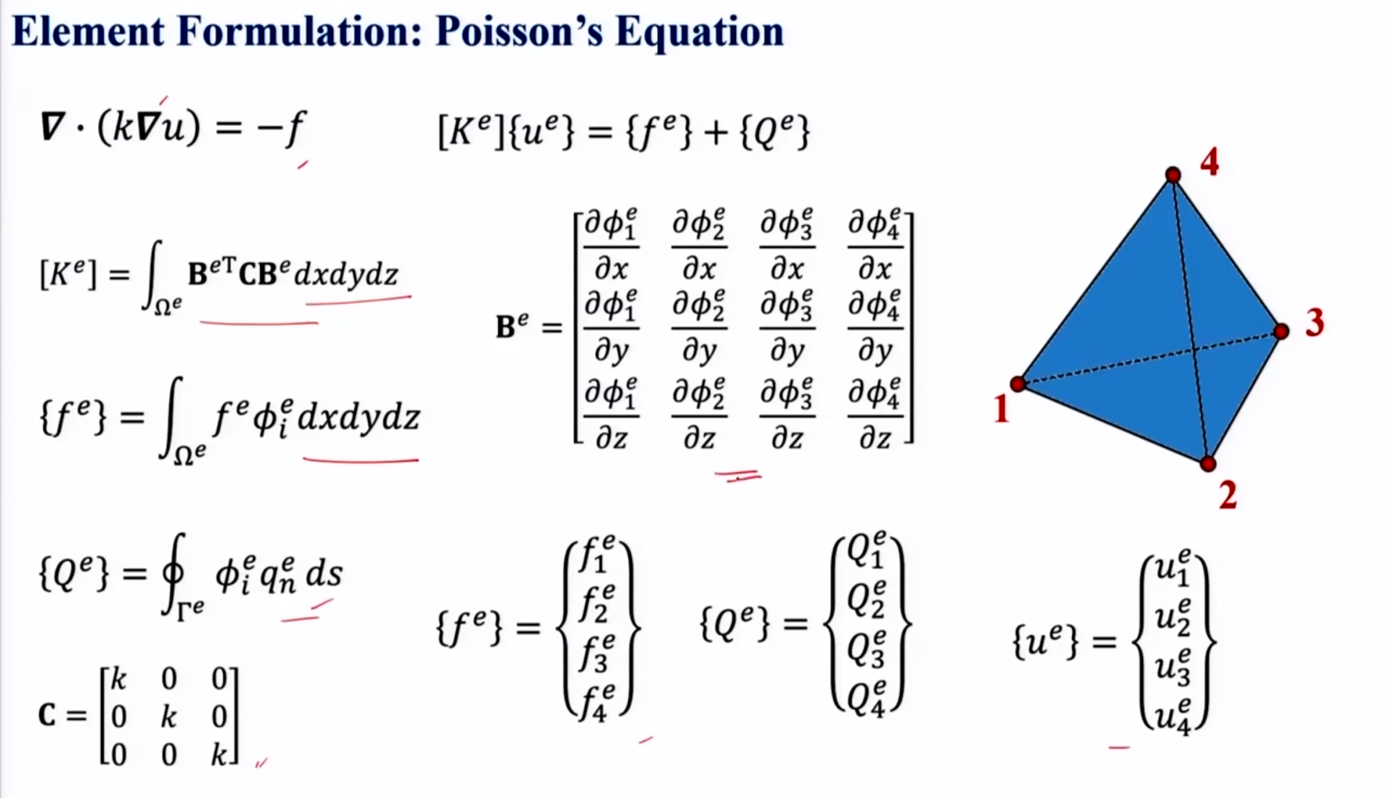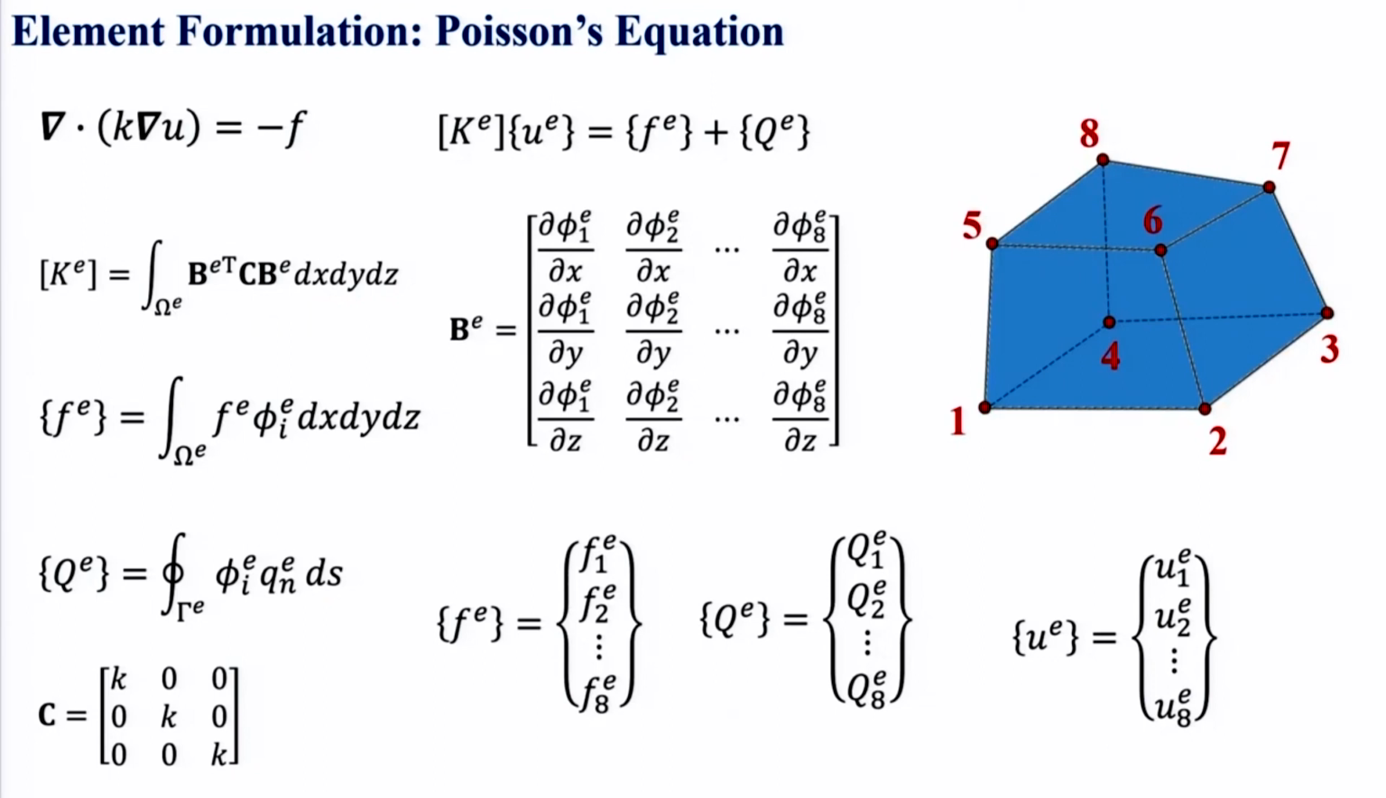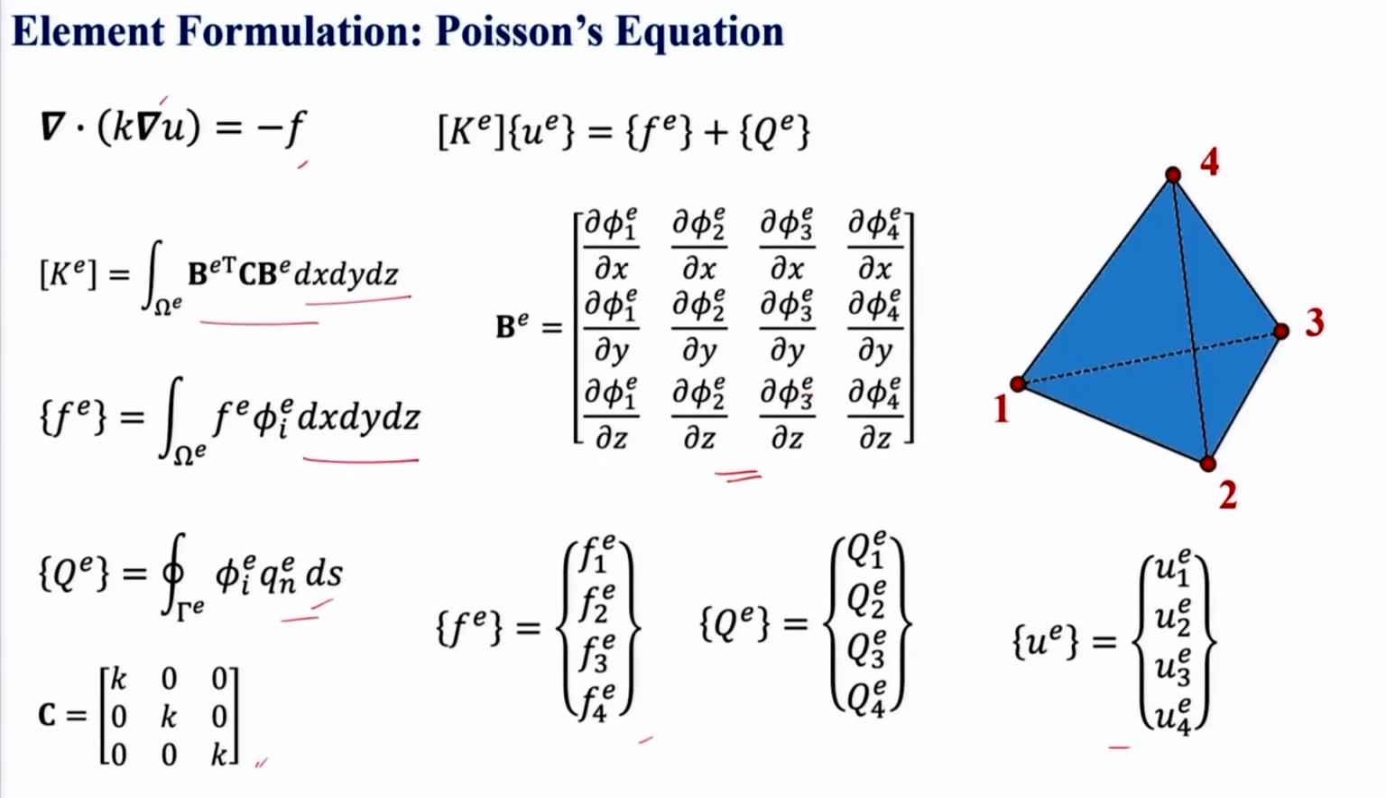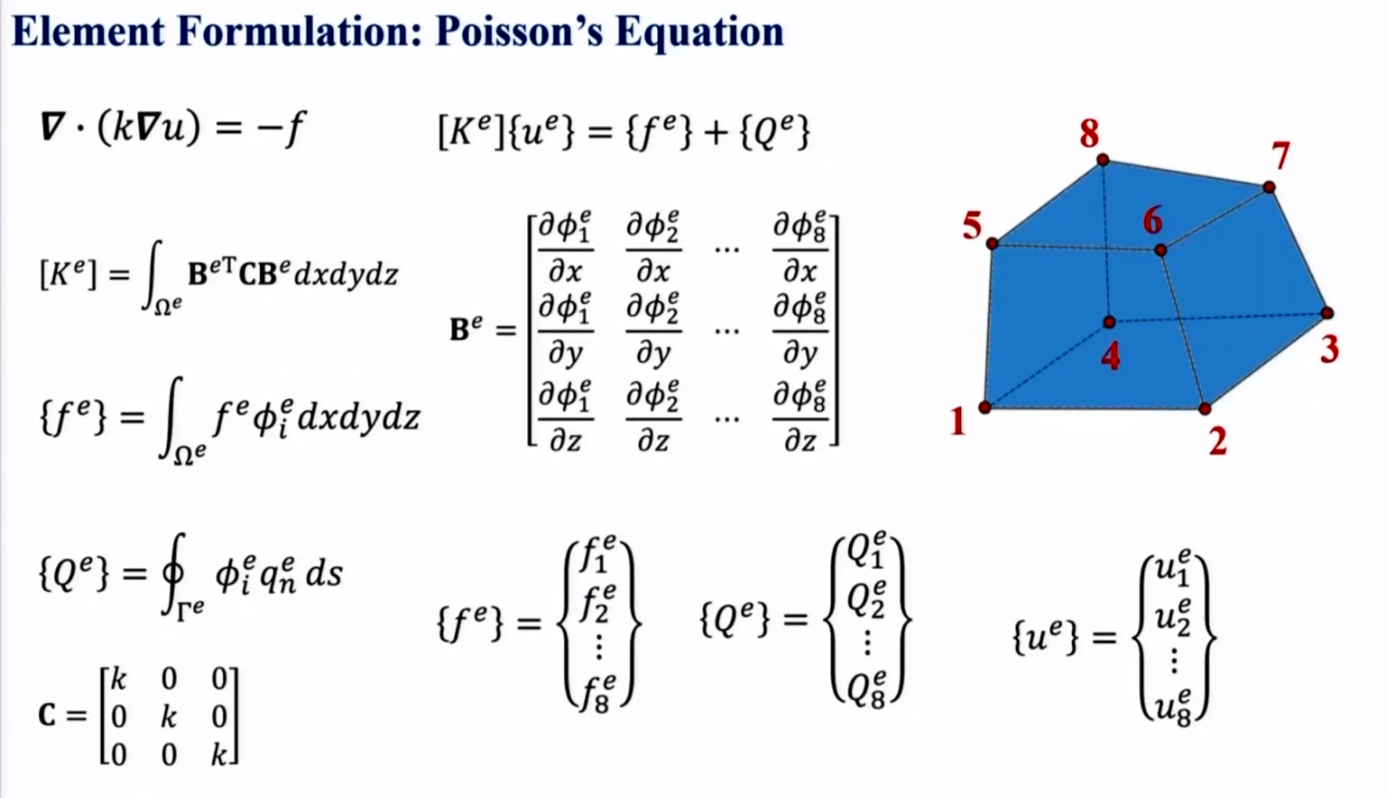Now, a similar thing holds if we have a brick element. In the case of a tetrahedral element, this was a 3x4 matrix, because we had 4 nodes in the element. In the case of a brick element, this will be a 3x8 matrix, because there are a total of 8 nodes, and all these 8 degrees of freedom we have, but the rest of the things remain the same.